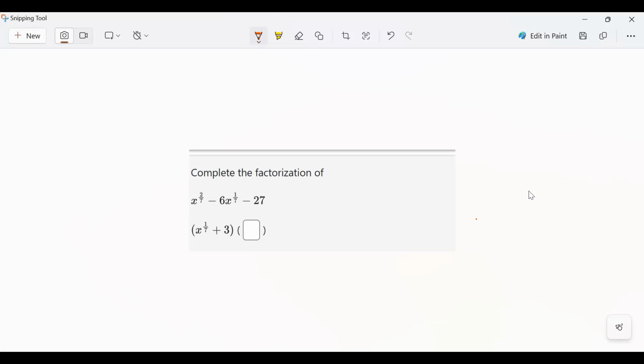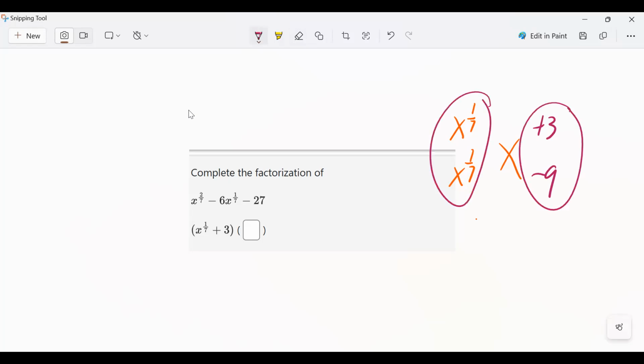All right, let's go over the solution here. So x to the 1/7, x to the 1/7, and break down -27 as 9 and 3, or you can do 3 and 9 to keep it consistent. Let's do 3, 9. The first term is squared here, the last term is squared here. So let's check the middle term: 3 times x to the 1/7 minus 9 times x to the 1/7. Subtract, and you get -6 x to the 1/7, the middle term.